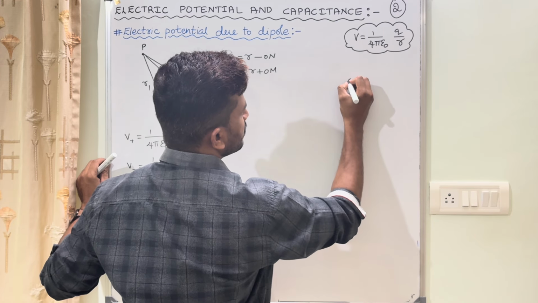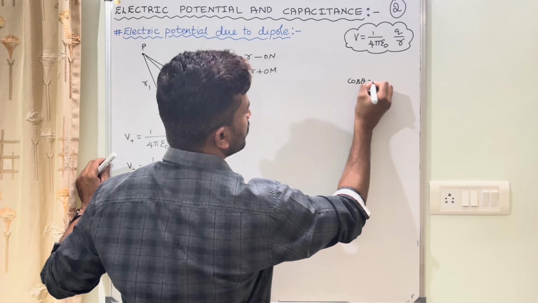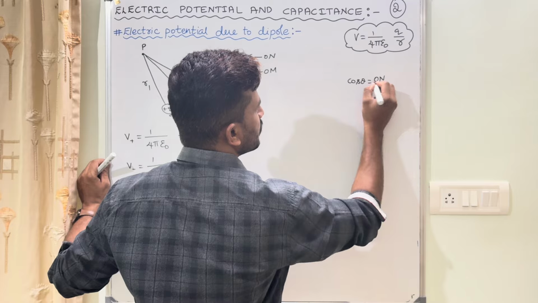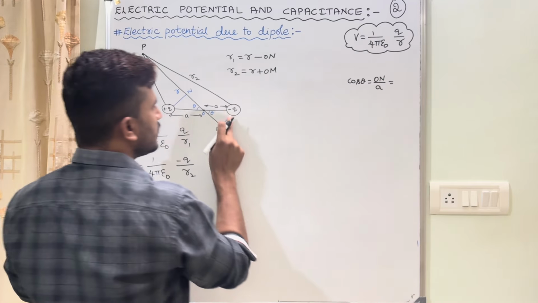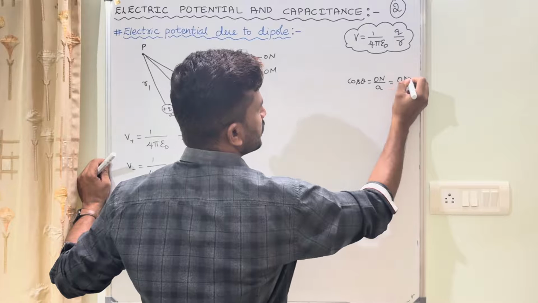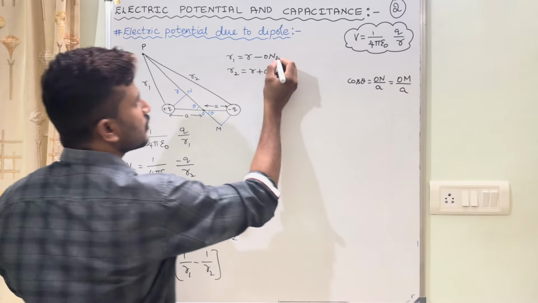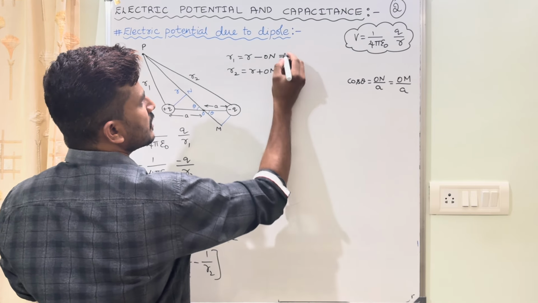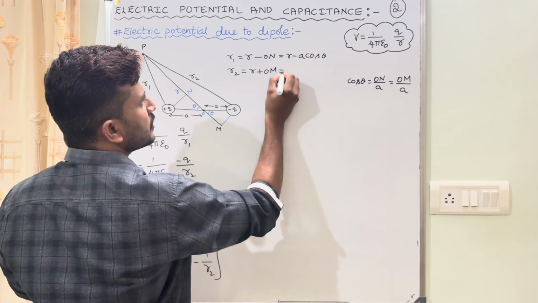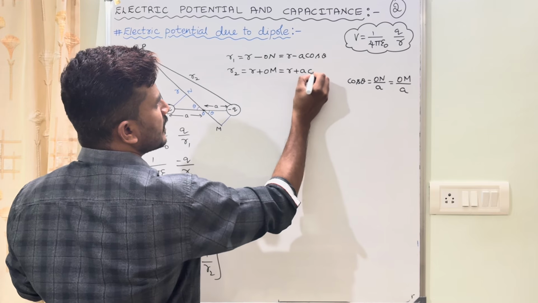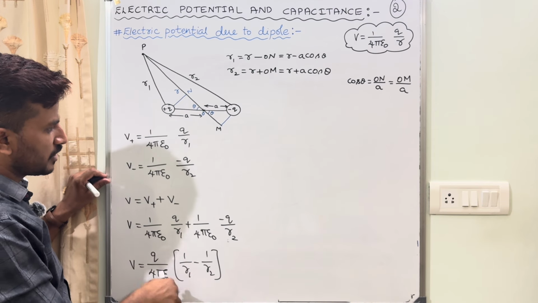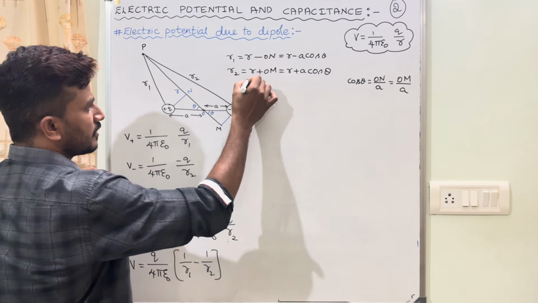Cos theta is equal to ON by a, or in this triangle it is OM by a. Look at the diagram, OM by a. Therefore ON is a cos theta, so R1 is R minus a cos theta. What is OM? a cos theta. So we have got the R1 value and R2 value. You substitute that here and solve.